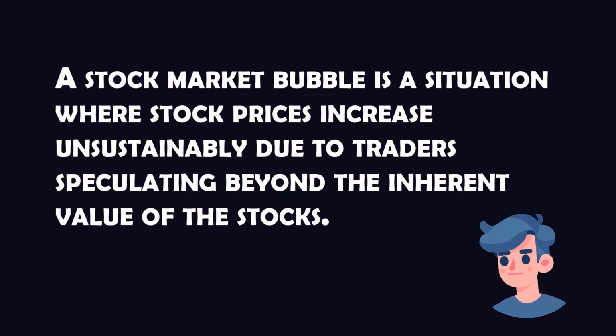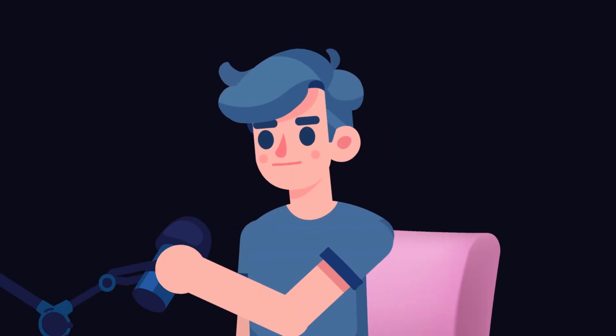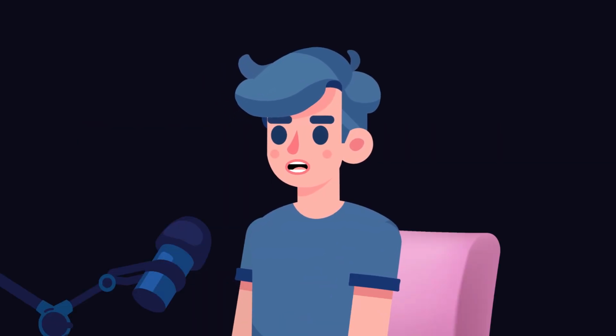A stock market bubble occurs when stock prices significantly exceed their intrinsic value, usually driven by exuberant market behavior. It often ends with a sharp decline in prices once the bubble bursts. For example, consider the dot-com bubble from the late 1990s.